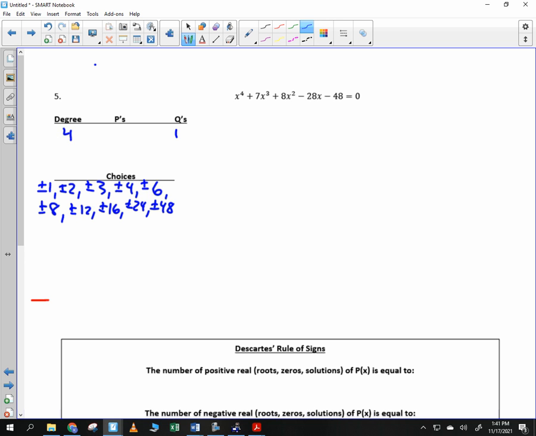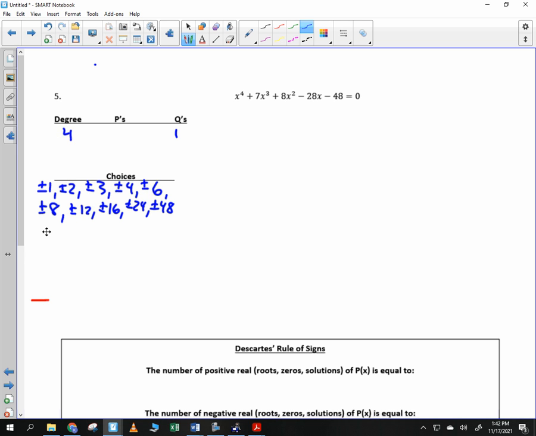As we plug in 1, we get, 1 to the fourth is 1 plus 7 plus 8. That looks good. But then I subtract 28 and 48. Do you think that's going to give me 0? No. And I don't know about you guys, but I'm pretty good at plugging in 1. I'm not as good at plugging in things like -2. You know what I'm saying?